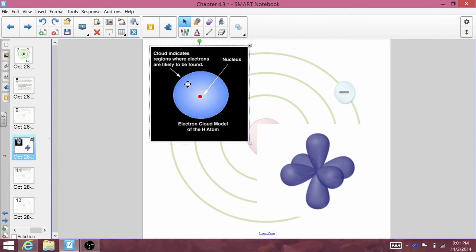So we would call this the orbital for a hydrogen atom. It's this circle. And this visual representation, this picture, is the electron cloud.